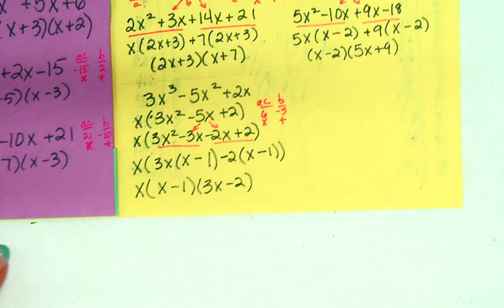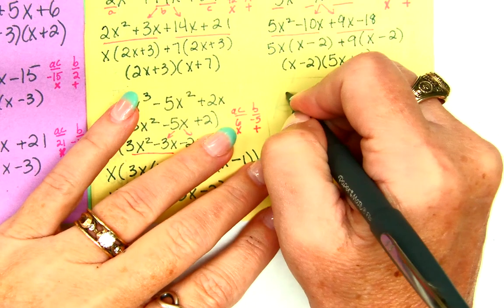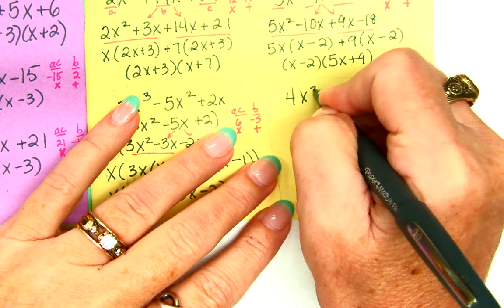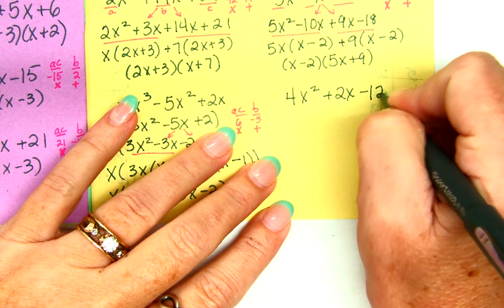One more example. You ready? Okay. 4x squared plus 2x minus 12.